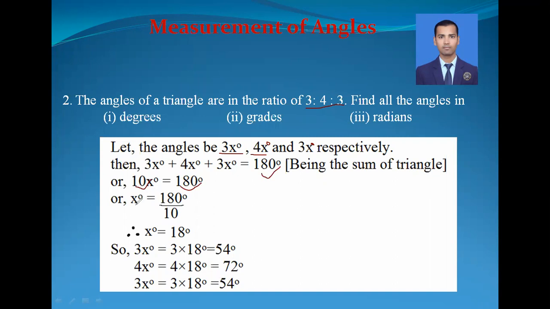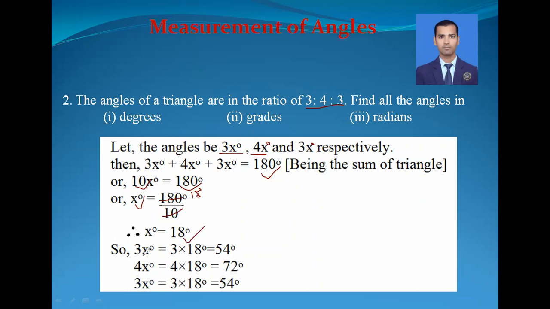After finding the value of x, we divide both sides by 10. That is 180 divided by 10, so 10 1s are 10 and 10 8s are 80, giving 18. So x degree is equal to 18 degree is our answer. Therefore x degree is equal to 18 degree.